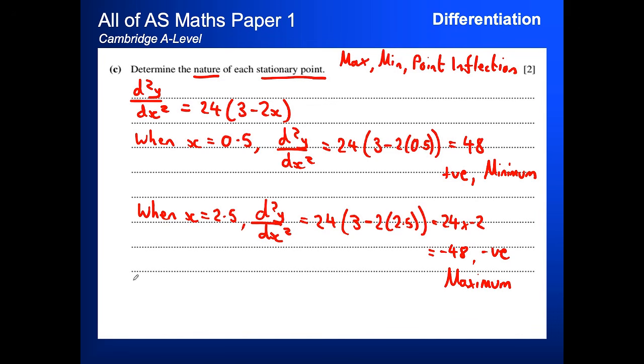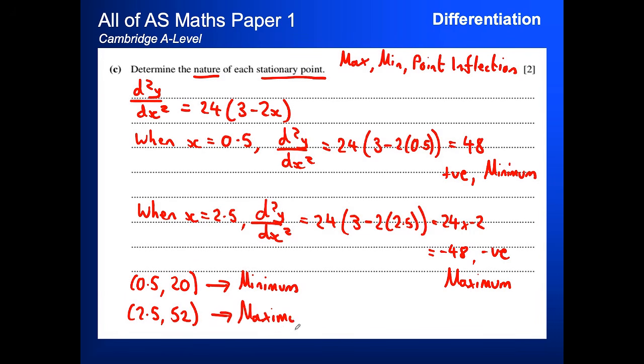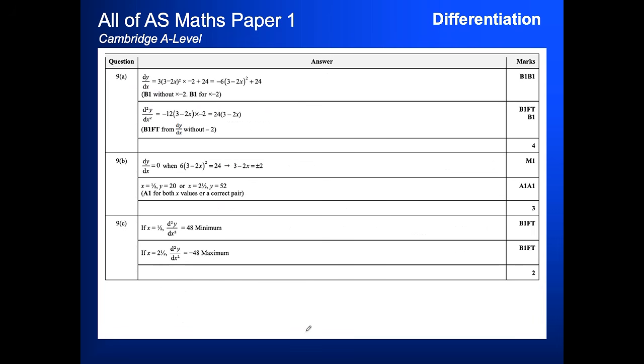Now just to clarify for the examiner, what I would write here very, very clearly is: this is a minimum, just in case you don't understand my working, and then 2.5 and 52, that's going to be a maximum. Just so there is no problem here, we've made it very clear what nature each of those stationary points have. So you can check the mark scheme, you can see exactly where I'm picking up those method marks, and also those accuracy marks as well.